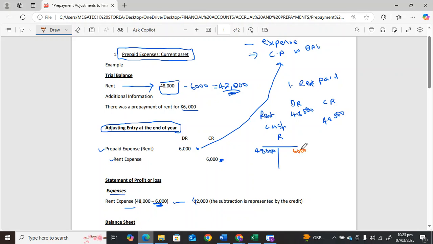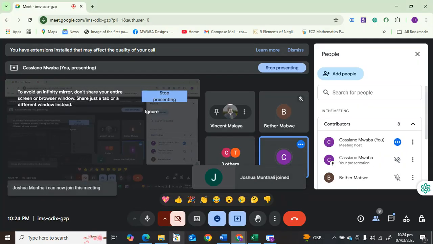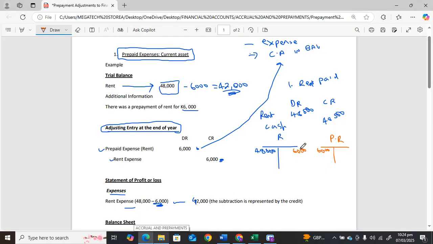And since it's double entry, remember this debit here, the prepaid rent account. You debit 6,000 here, so that in your financial statement, 48,000 minus 6,000, you remain with 42,000 here. This is the rent for the year, and this is what should be charged on the statement of profit or loss.